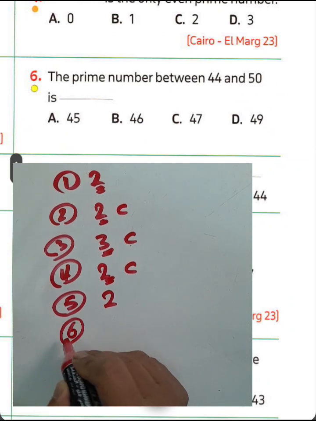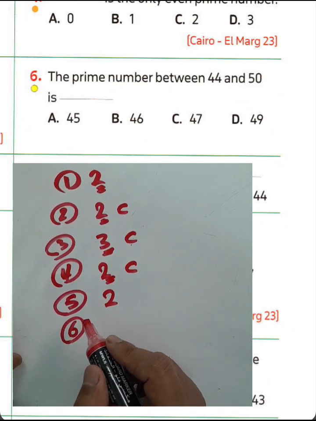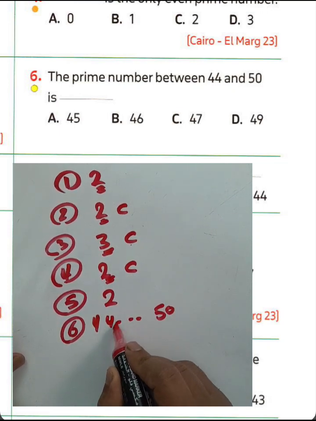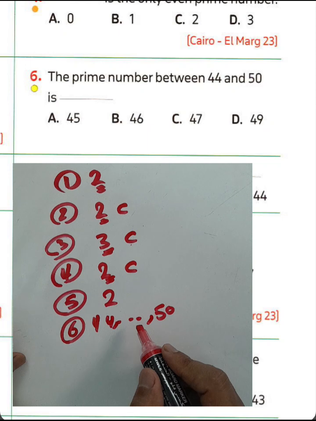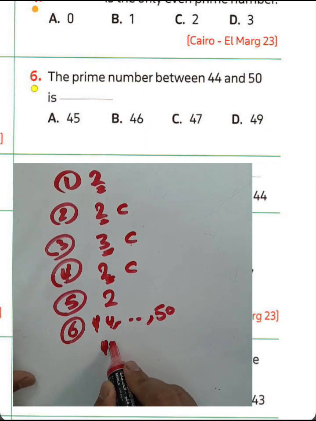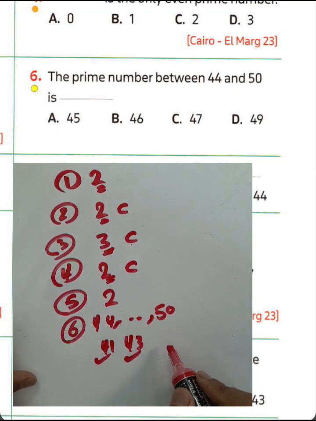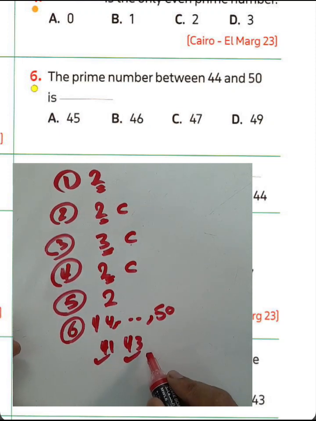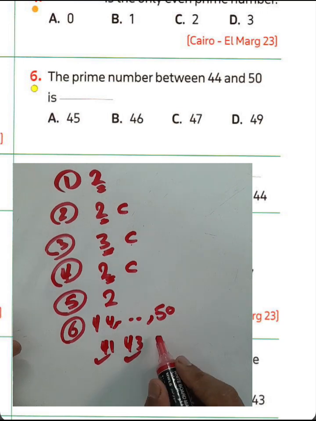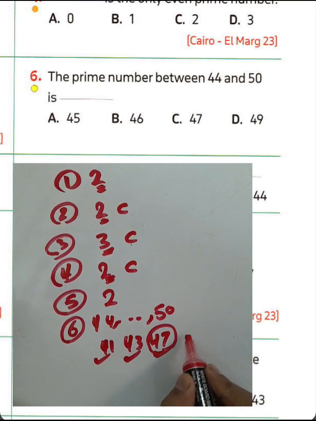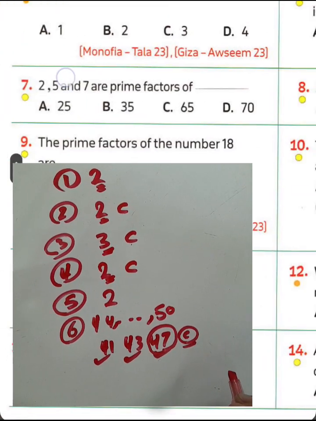Question number 6. The prime number between 44 and 50. 41? 42? Okay, 41. 42? 43? Okay, 43. It's a prime number. 44? No. 45? No. 46? No, because 46 is even. 47? Yes. Okay, choose letter C. We have 47 is the prime. That's question 6.